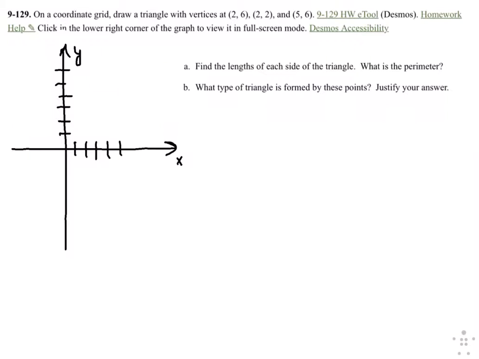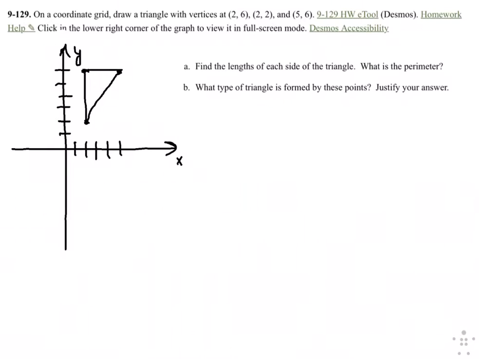129, it says draw a triangle with these vertices, and I'm drawing a crude drawing on here instead of on graph paper. So 2, 6 is there, right? 2, 2 is here, and 5, 6 is here. Okay, and if we draw the triangle, which is hard on here, but I'll try.